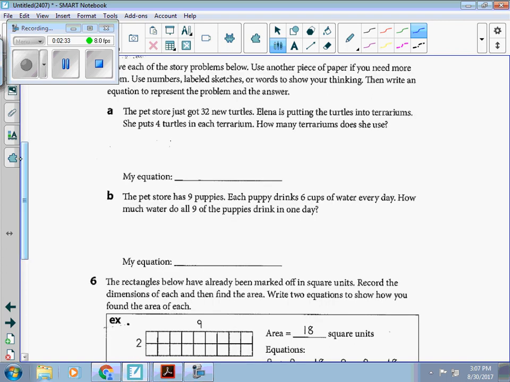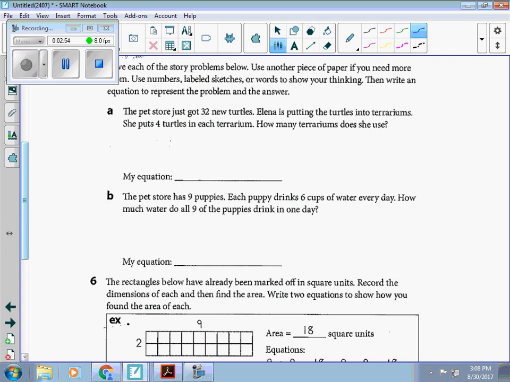Number 5 says solve each of the story problems below. Use another piece of paper if you need more room. Use numbers, labeled sketches, or words to show your thinking. Then write the equation to represent the problem and the answer. So remember, we've been talking about a bunch of different strategies. You can use whichever one you'd like. I'm just going to show 1 or 2.